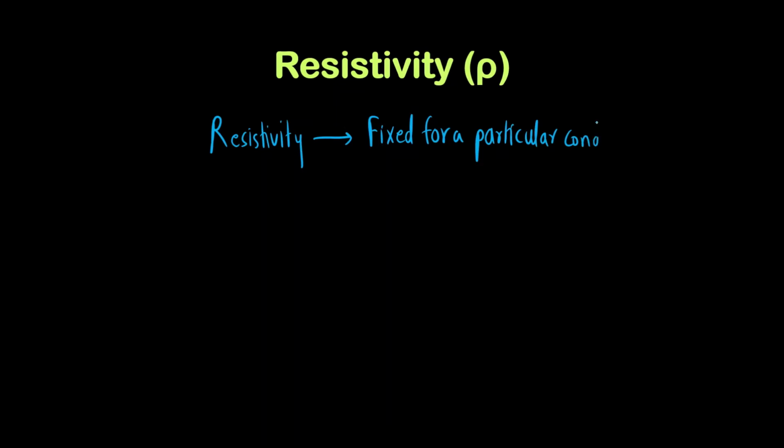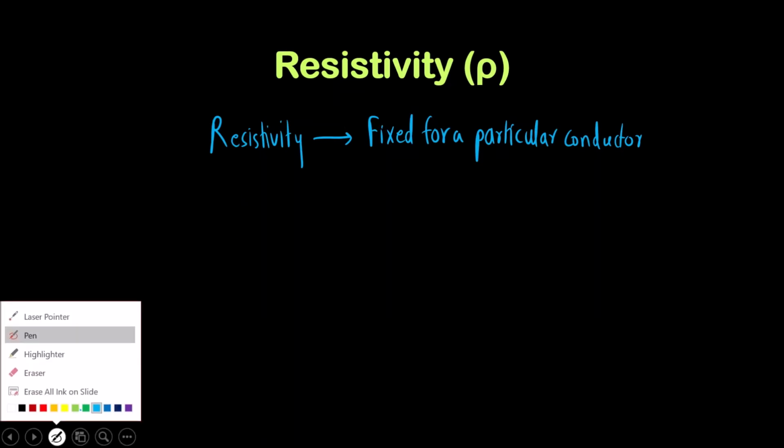Okay, so now next is resistance. Now what is resistance? Resistivity. What is resistivity? It does not have as such any definition, but resistivity is fixed for a particular conductor. So for one type of conductor you will have one fixed resistivity. So we will see the definition of resistivity.